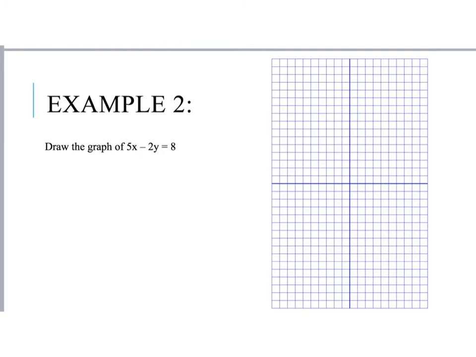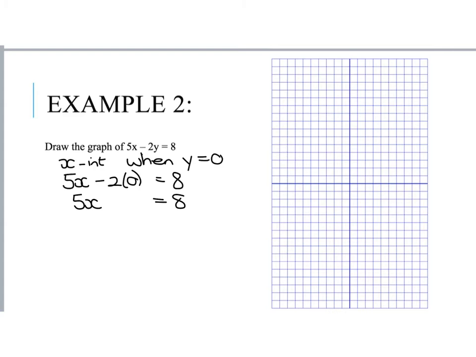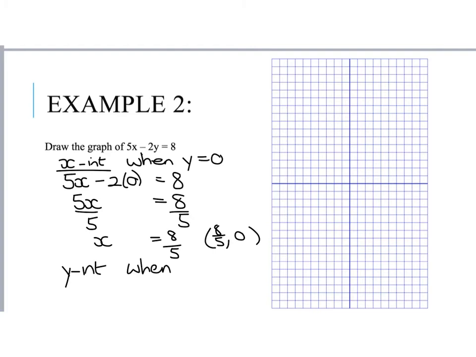So let's do that. Y is equal to 0. So 5x take 2 times 0 is equal to 8. So therefore 5x equals 8, because 2 times 0 is 0. Divide both sides by 5 and you get x equals 8 over 5. So that means our point is 8 over 5, 0. And that's our x-intercept.